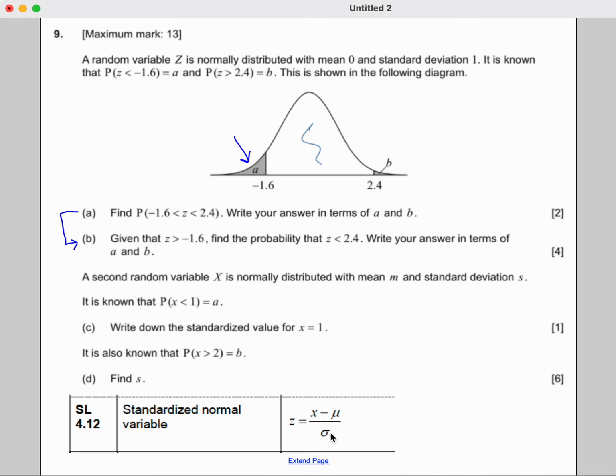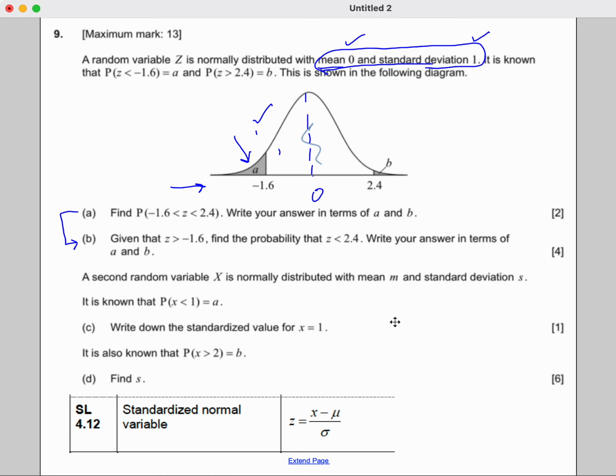Now, I say that because we need to immediately recognize that this is a standard normal distribution, because its mean is 0 and its standard deviation is 1. So these are all the standardized numbers along the horizontal axis.